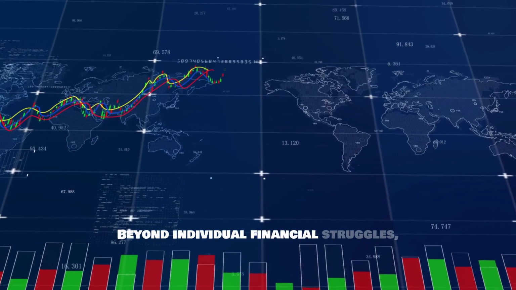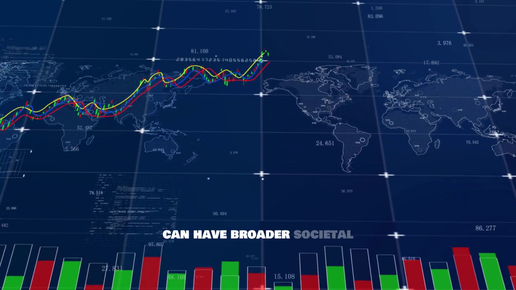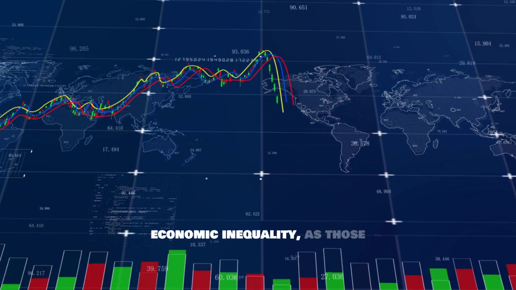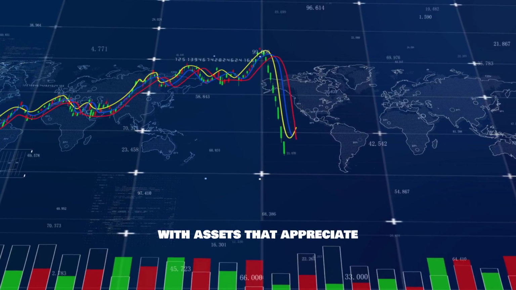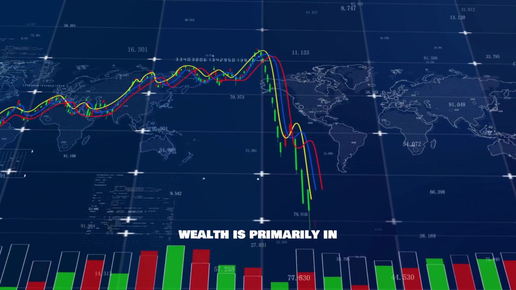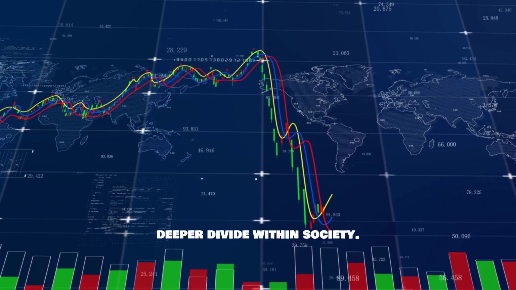Beyond individual financial struggles, high and unpredictable inflation can have broader societal effects. It can exacerbate economic inequality, as those with assets that appreciate with inflation often fare better than those whose wealth is primarily in cash or fixed incomes. This can create a deeper divide within society.